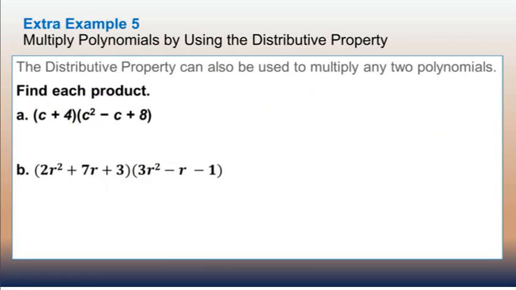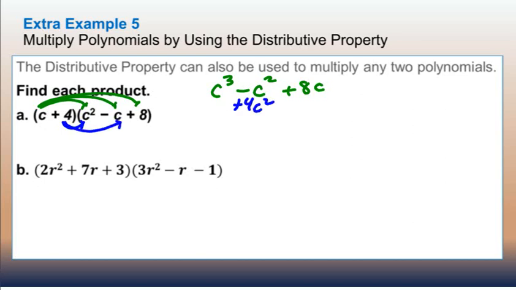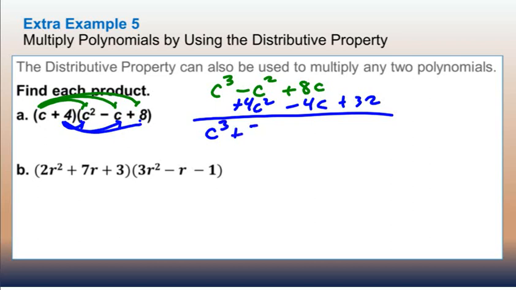Next one, distribute this one. So c times c squared is c cubed. C times negative c is negative c squared. C times 8 is a positive 8c. Next, distribute the 4. That gives us a positive 4c squared. 4 times c is a negative 4c. And 4 times 8 is a positive 32. That leaves us an answer of c cubed plus 3c squared plus 4c plus 32.